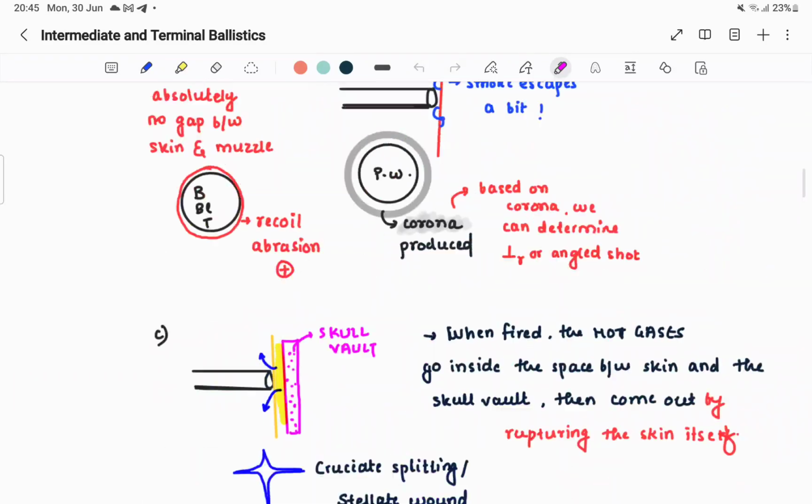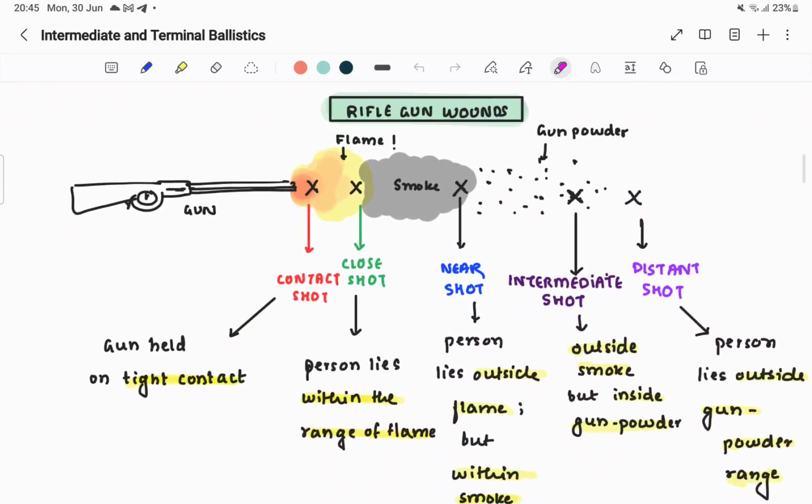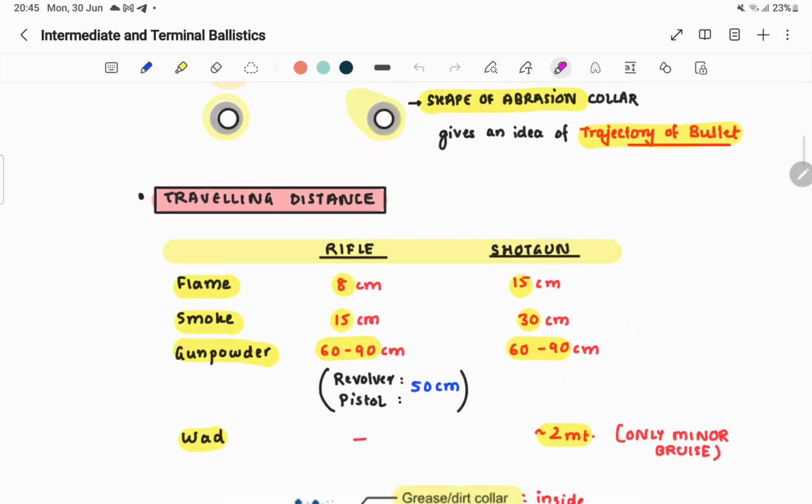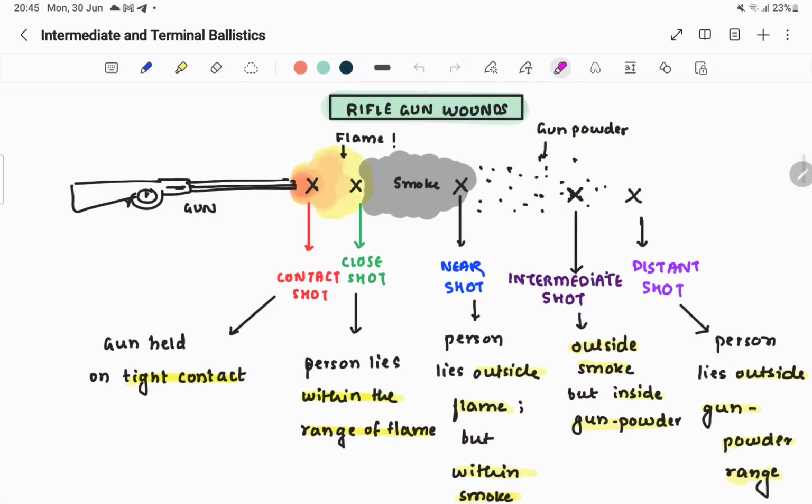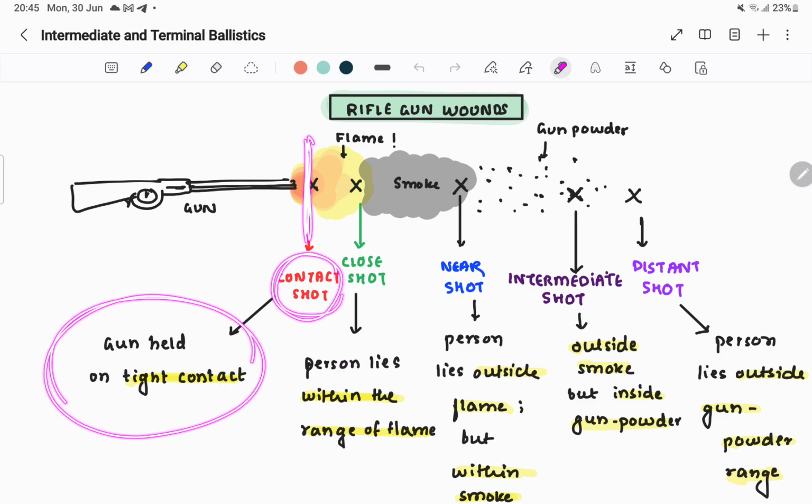Starting with this, this is the gun. You fire. Whenever the flame is traveling, how much distance for a rifle gun? Look at this, 8 centimeter only. Flame travels up to 8 centimeter. So any shot in this region is a contact shot, where the gun is held in tight contact with the skin. Let's say this is the face of the person and the gun is held over here. This is a contact shot.